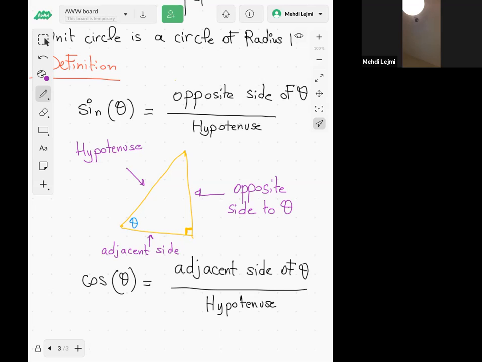So that's the definition of the sine. If you want to compute the sine of any angle, you take a right triangle and measure the opposite side over the hypotenuse, and that will be your sine. For the cosine, you measure the adjacent side and divide by the hypotenuse. Next, once you have the definitions of sine and cosine, you can define tangent of theta as sine over cosine, etc.